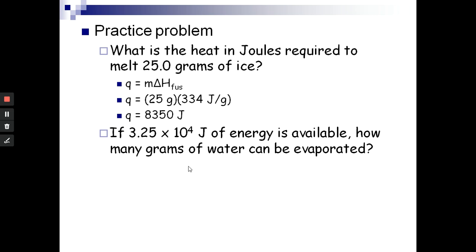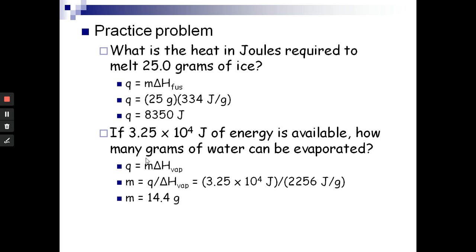If 3.25 times 10 to the fourth power joules of energy is available, how many grams of water can be evaporated? Well, we're doing the evaporation this time, so I'm going to use this equation: Q is equal to M delta H vaporization. Since I'm trying to solve for the mass of the water, I'm going to rewrite the equation in terms of M. M is equal to Q over delta H vaporization.